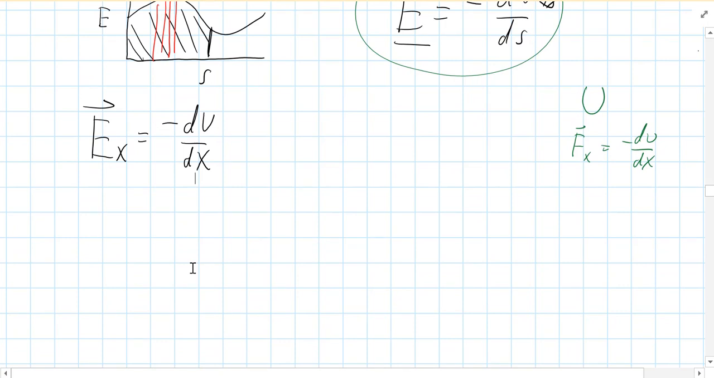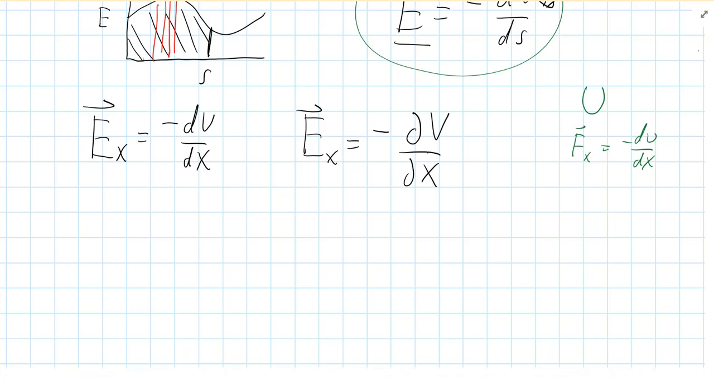Now, I'll mention something else. If you look in future textbooks, it's going to be written more like this. They're going to say E sub x is negative, and they kind of write it this way, dV dx. And with those little different looking d things, those mean a partial derivative. It means take the derivative of the voltage function with respect to x only, x being the only variable.